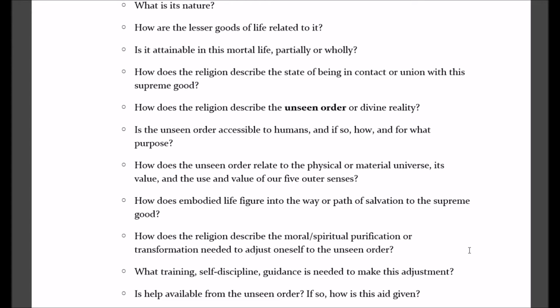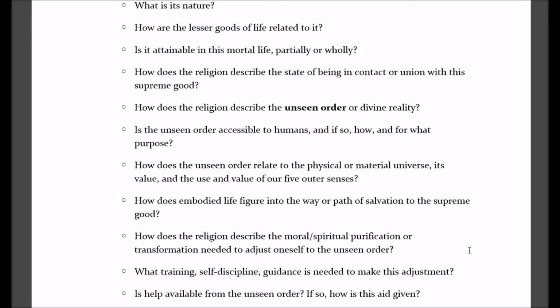Okay? How does the religion describe the moral, spiritual purification or transformation needed to adjust oneself to the unseen order? I think that one kind of speaks for itself. Again, going back to that concern that as we naturally are, as we're naturally going, we are in danger of missing out on that supreme good. And so some sort of transformation or purification of our life is needed to be harmoniously adjusted to the unseen order. What training, self-discipline, guidance is needed to make this adjustment?